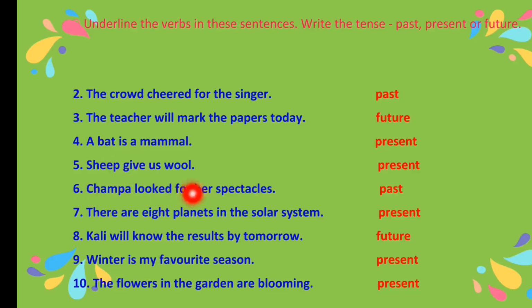Sheep give us wool. Let us see the subject, sheep. What is the verb? Give. Us wool are the other things in the sentence. So give is the V1 form of the verb. It's a present tense. So the rest you have to do yourself. Answers are already typed over here.